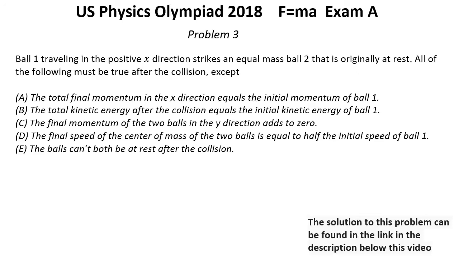That's true because the speed of the center of mass is not changing during collision, and it must be the same as before collision, and it was equal to half of the speed of the first ball. This is true, and this is not the correct answer. E. The balls can't both be at rest after the collision. That's true because the center of mass is moving, and one or both of them must move. So that's correct, and it means that this is not the correct answer. And we have the correct answer is B.